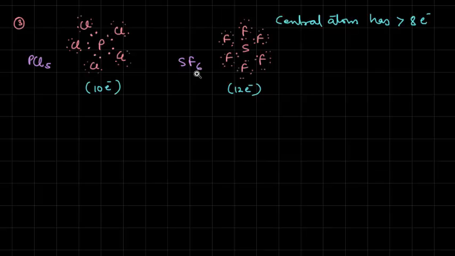Similarly, SF6. It has 1, 2, 3, 4, 5, 6 bonds, so 12 electrons. Sulfur normally has only 6 valence electrons, so it should ideally share only 2 electrons in order to form an octet. But here it is sharing all 6 of them and therefore has 12 electrons in its valence orbitals. Now we'll study the reason why this happens.